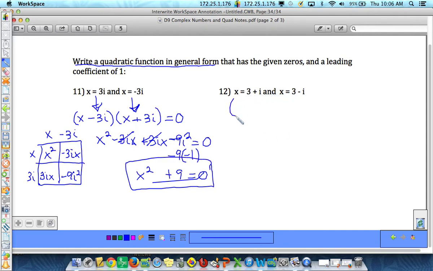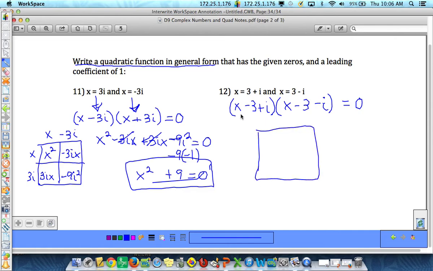We have x minus this zero. That's the factor for the first one. And the next one will be x minus the other zero. So first write your equation in factored form. Then we want to multiply these factors together. And notice I have 3 terms here, so I'm going to make a 3 by 3 square this time.